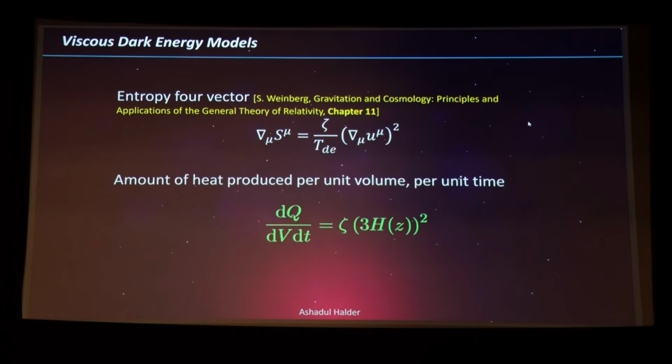Not only does this viscous dark energy model modify the Hubble evolution, but it also produces some kind of heat in the form of entropy due to the viscous flow of dark energy. That amount of entropy produced can be calculated from this energy entropy 4-vector, and the amount of heat produced per unit volume is given by this expression. This entropy basically helps to heat up not only the baryon temperature, but also the dark matter temperature.